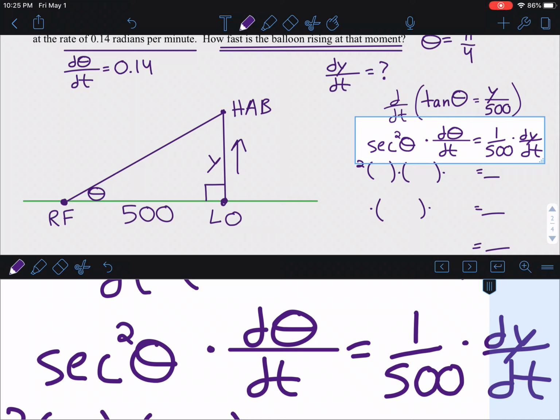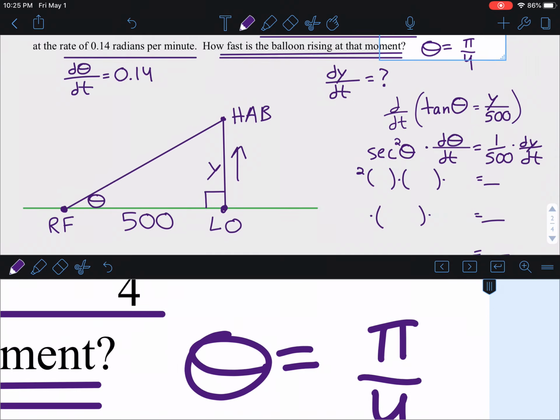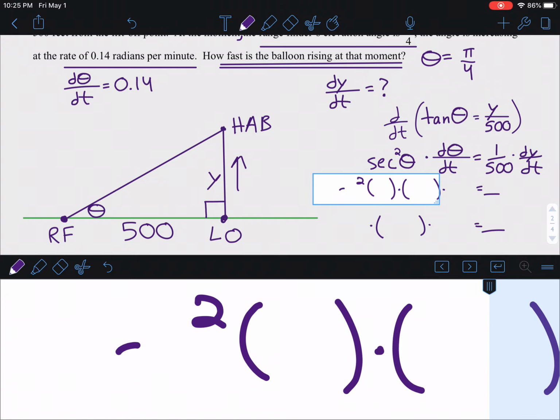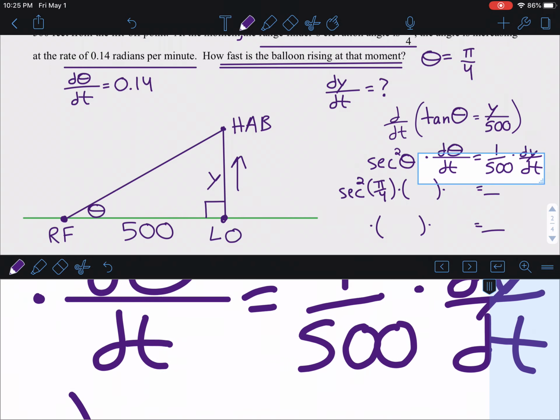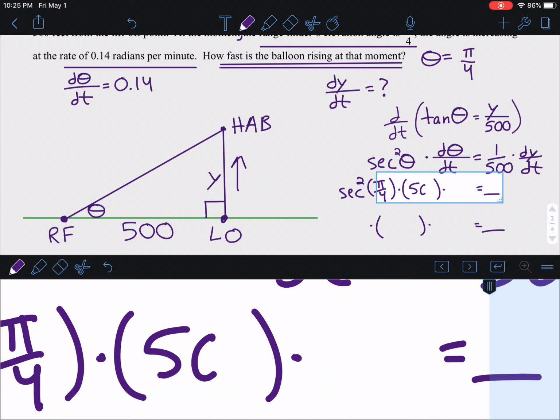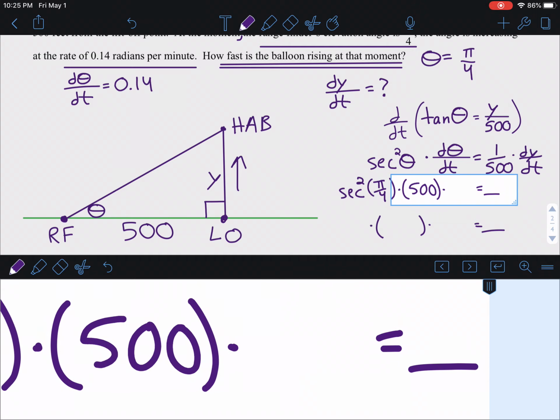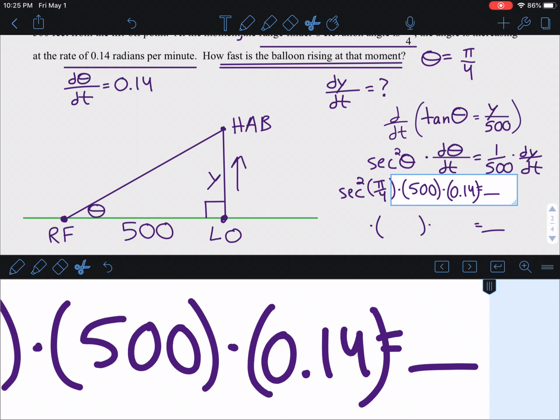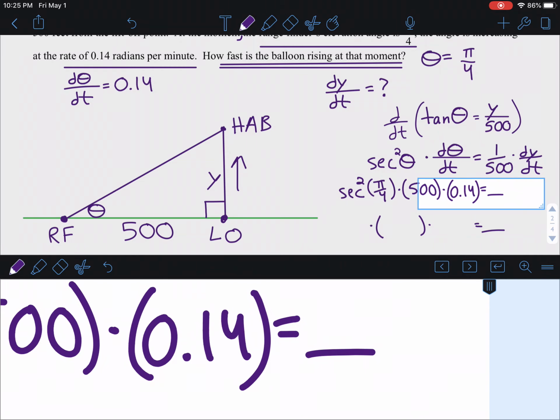And so now let's go ahead and plug everything in, okay? Secant of theta squared, theta at this moment is pi over 4, so secant of pi over 4 squared. Now I'm going to do myself a little favor here. This 1 over 500 on the other side, I'm going to multiply over, so I get just 500, right? And then d theta dt is going to be 0.14. And that will leave me on the other side with just dy dt.